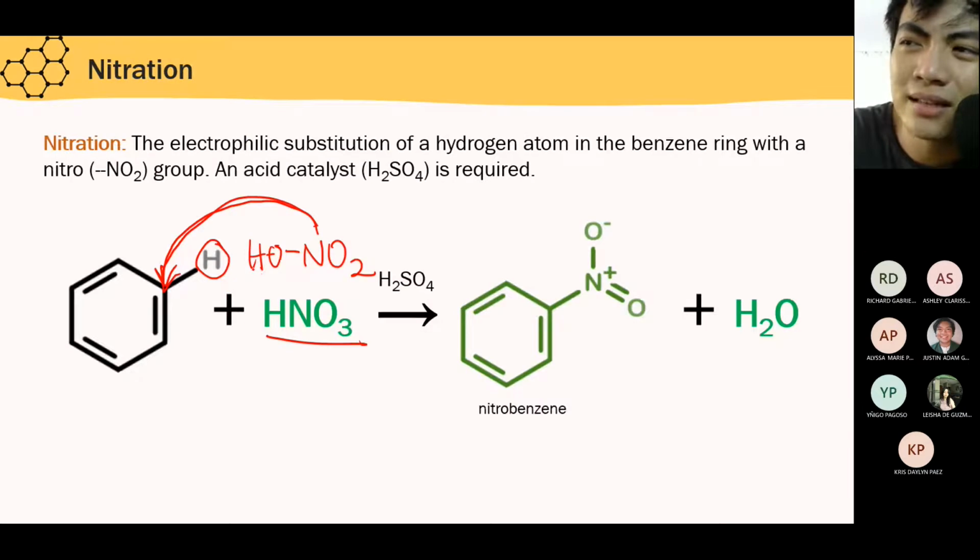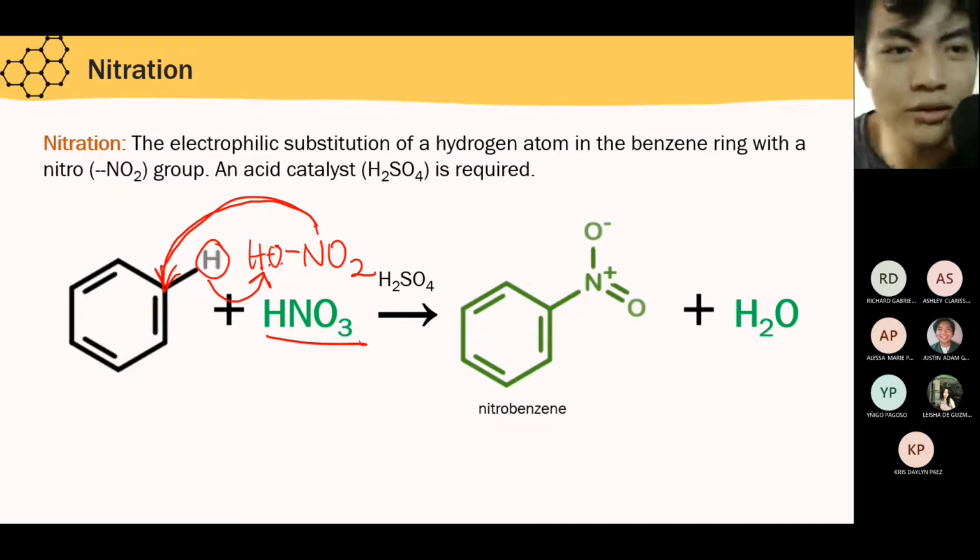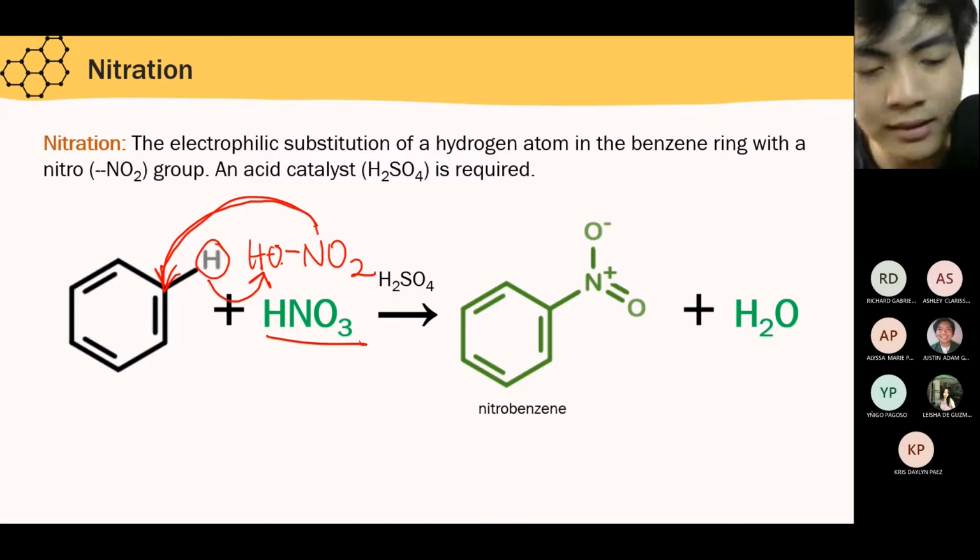So, the nitric acid, write it as HONO2. That's the base there. The NO2 will attach there, and the hydrogen will attach to this OH to become water, H2O. Two H, one O. That's water. Again, this will happen in the presence of a sulfuric acid catalyst. Without it, it will not happen.